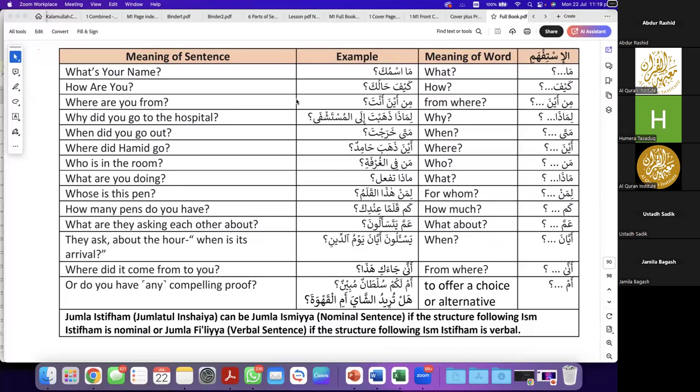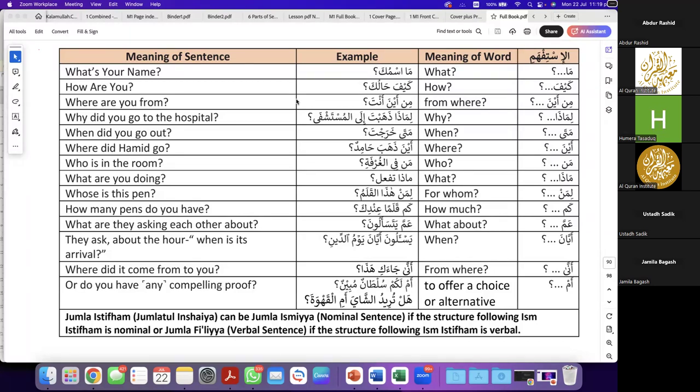So the list of Ismul Istifham is as follows. Ma, which means what. Kaifa, which means how. We're very familiar with kaifa haluka. Then is min aina, from where. Keep in mind, this stays together. Although min can be a separate Ismul Istifham, and aina can be separate, min aina also comes together to form a question, like a phrase.